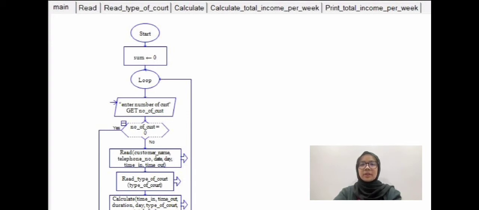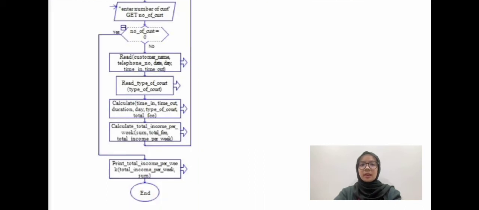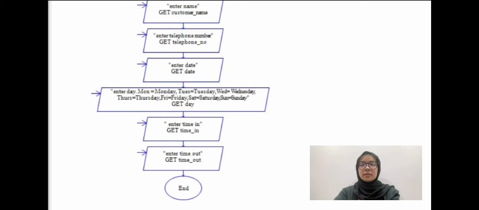And if the number of customers equals to 0 is true, only then it will print the total income per week. But if the number of customers equals to 0 is false, it will go through the read module and the calculate module. At the read module, there are 7 parameters involved. But since Raptor limited the number of parameters, I have separated the read module into 2 parts. But overall, it is still in the same read module.